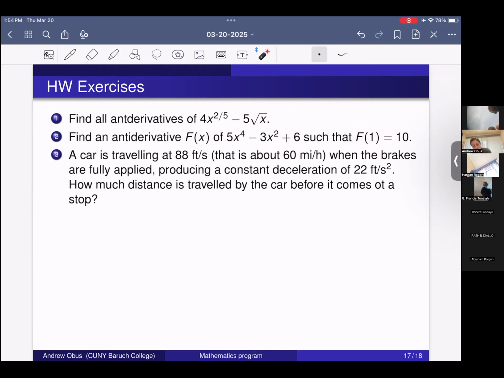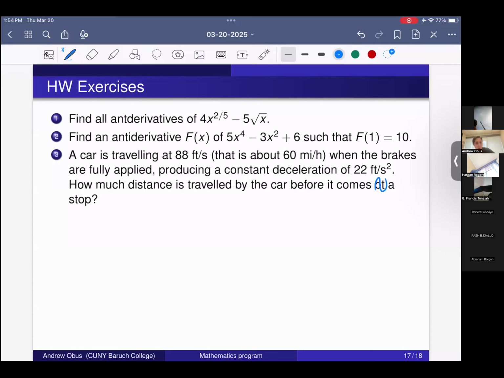You have a car traveling at 88 feet per second, which is about 60 miles an hour. Then the brakes are fully applied, and that produces a constant deceleration. That just means a negative acceleration of 22 feet per second squared. The question is, how much distance is traveled by the car before it comes to a stop? If that's how much your brakes can apply, how much distance are you going to go before you can stop?